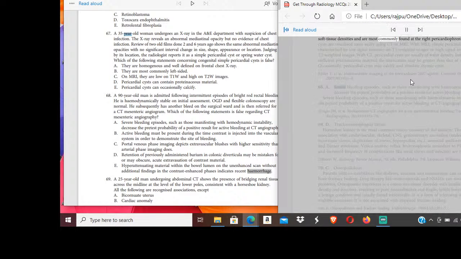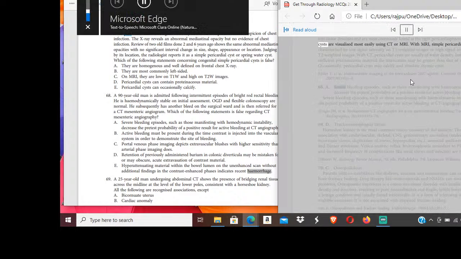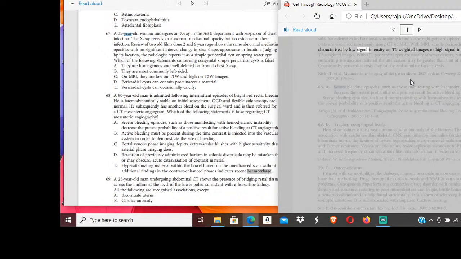Soft tissue densities, and are most commonly found at the right pericardiophrenic angle. Pericardial cysts are visualized most easily using CT or MRI. With MRI, simple pericardial cysts are characterized by low signal intensity on T1 weighted images or high signal intensity on T2 weighted images. With CT, pericardial cysts are usually of water density, but when they contain sufficient proteinaceous material, the attenuation may be greater than that of water. Occasionally, pericardial cysts may calcify and simulate thymic cysts. Kissler T, et al. Multimodality Imaging of the Pericardium, 2007 Update. Can Assoc Radiol J. 2007, 30, 1916.